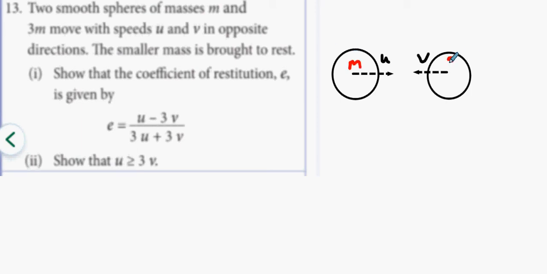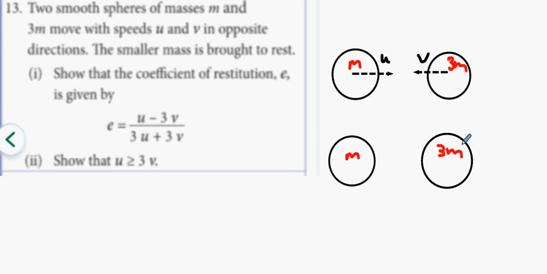m and 3m, and then we have m and 3m again. Now, the smaller mass is brought to rest. This one is going 0, and yet the bigger mass is moving off in the opposite direction, happy as Larry. We'll call its speed x. Can anybody make a prediction? What needs to happen for that to actually happen? Which one's going to be bigger, u or v?